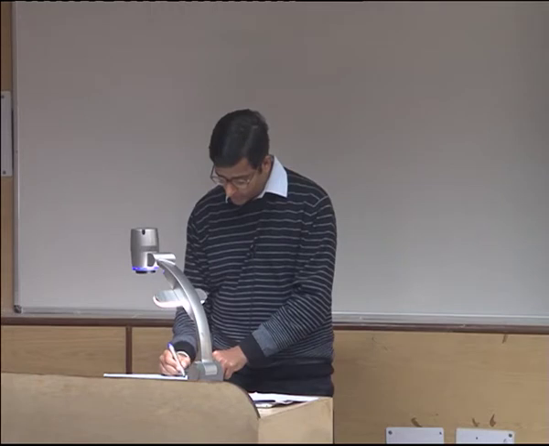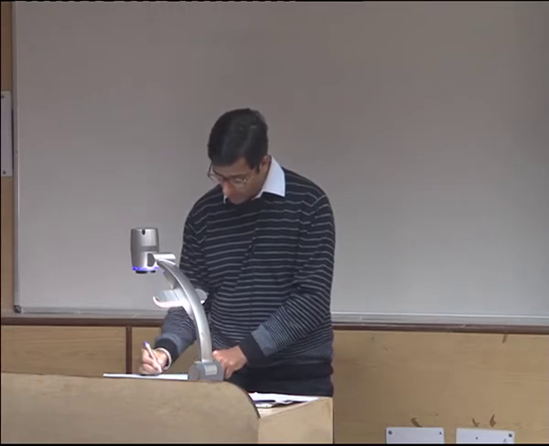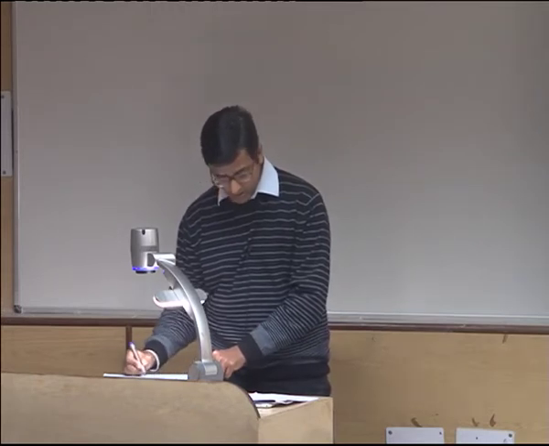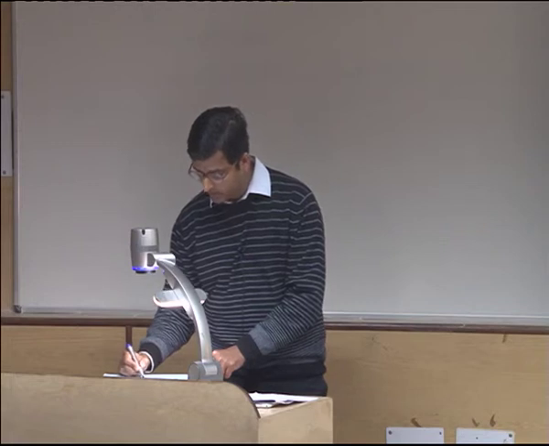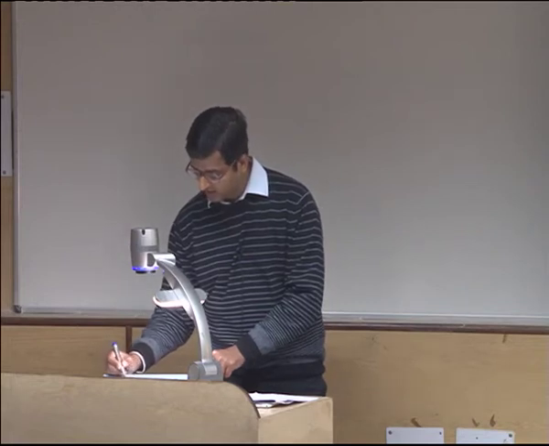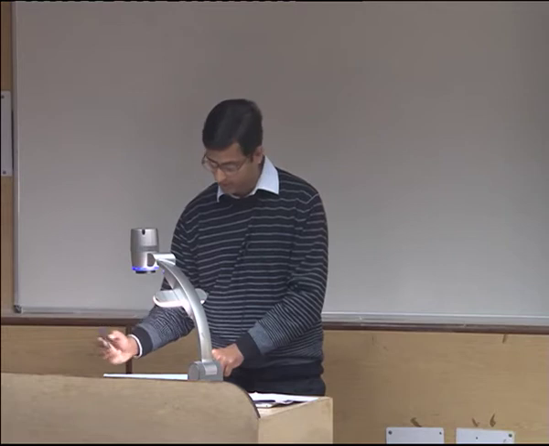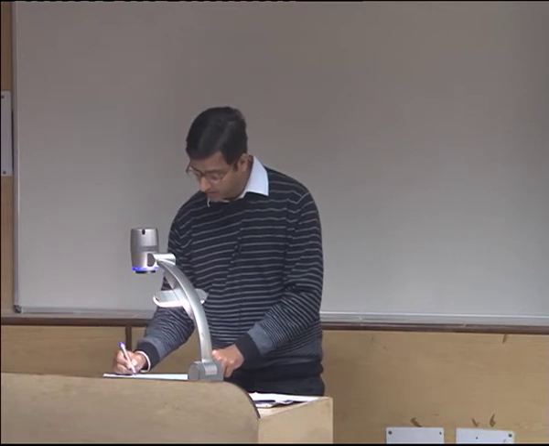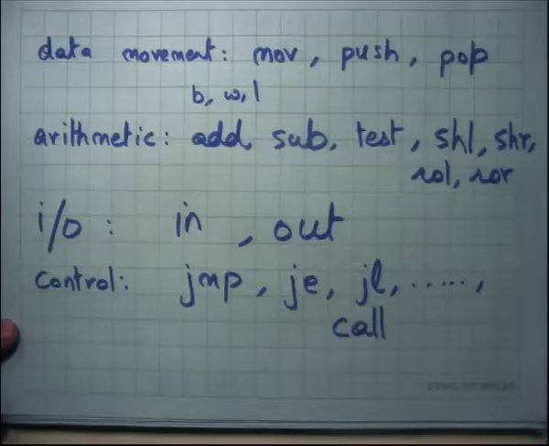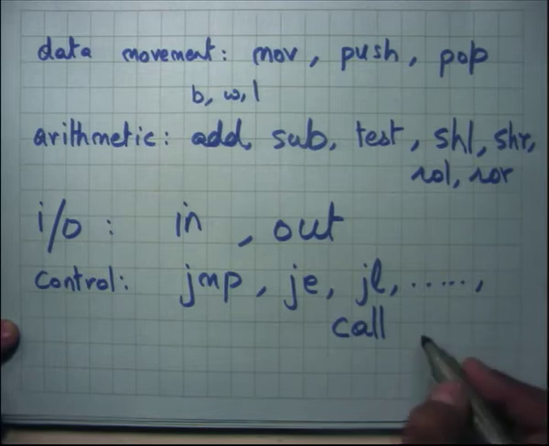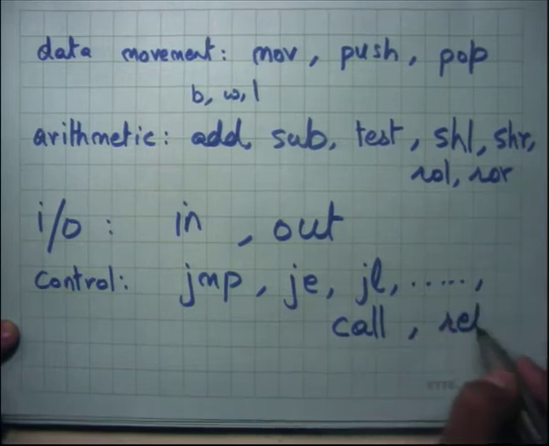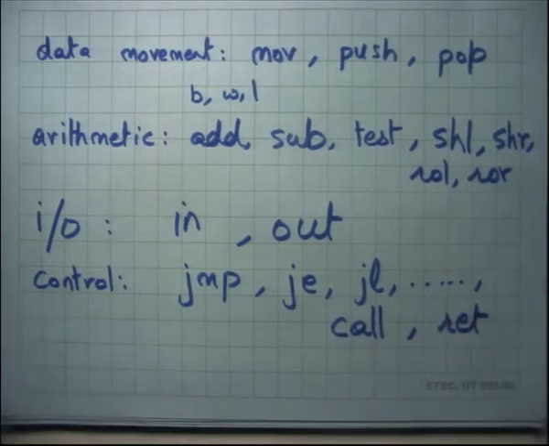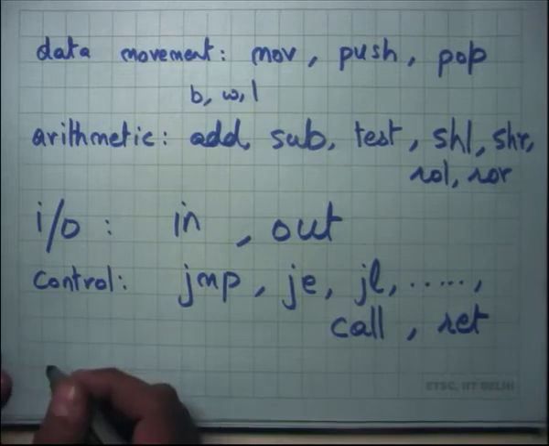Then there are control flow instructions like jump, jump equal, jump less than, jump greater than, and so on. So lots of different things. And then there are special instructions for function calls. There's an instruction called call, and an instruction called return, which are basically equivalent to function call and return, and what their semantics are we're also going to discuss in a few minutes.